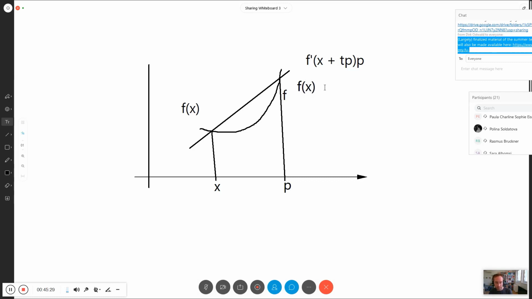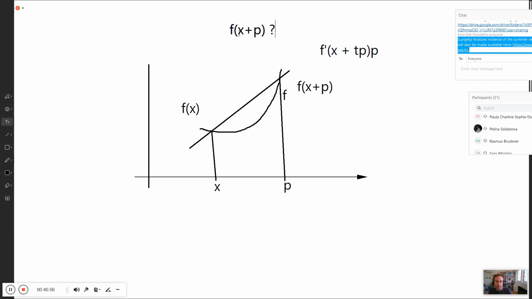So at this location, by using this thing here plus, what it's saying is that f(x + p) equals f(x) plus the derivative of f at some location x + t times p.